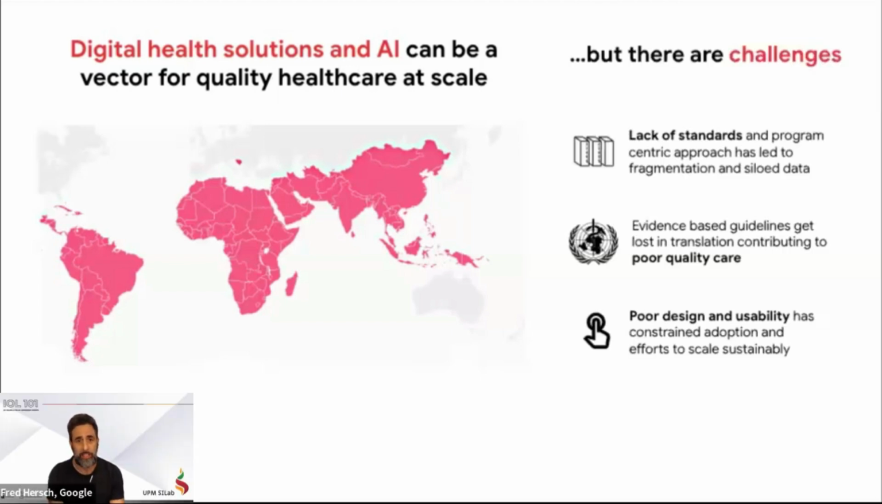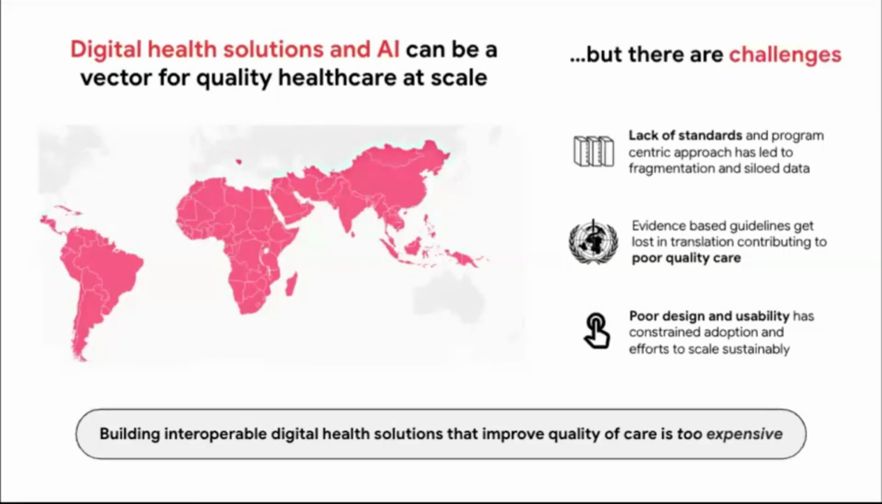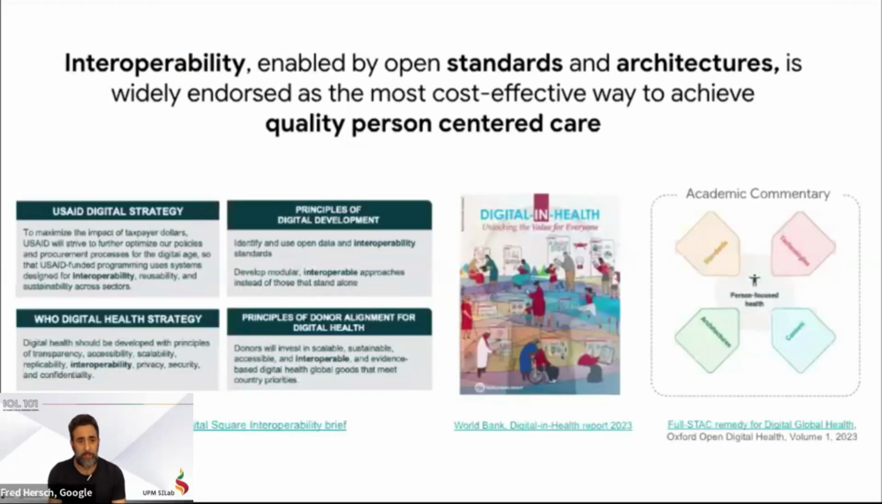But we know that there are challenges, right? Today, building interoperable digital health solutions that can really address this quality of care is too expensive. And interoperability, as you've all learned throughout this program, is really essential for achieving this quality person-centered care. The full stack approach is this idea of open standards, open technologies, open architectures, and open content. And it's the convergence of these four factors that is setting us on a path to being able to achieve this person-centric care that we hope to realize together.